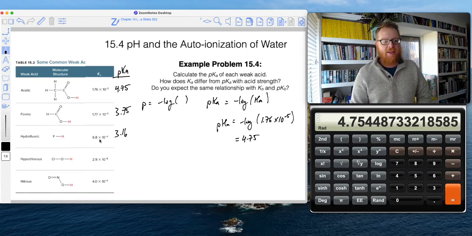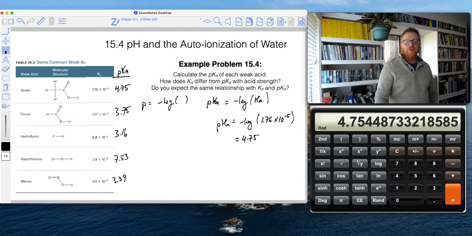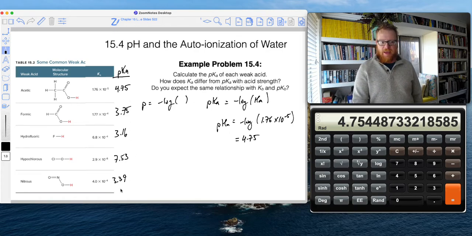Hydrofluoric, Ka is 6.8 times 10 to the negative 4. The pKa becomes 3.16. The pKa for hypochlorous is 7.53, and the pKa for nitrous is 3.39. So make sure that you can get to those same values, okay?